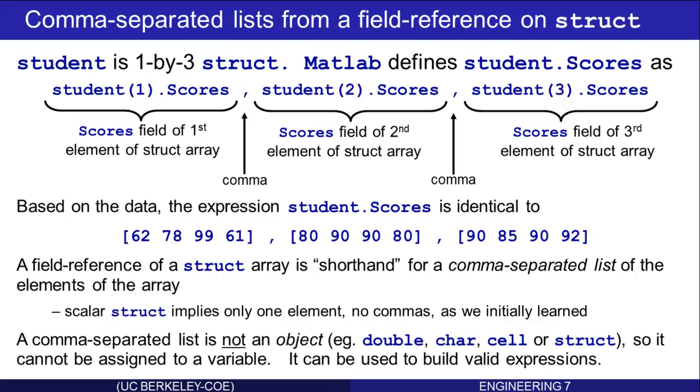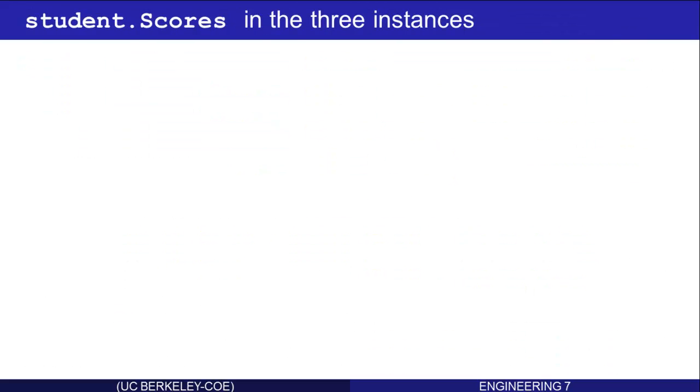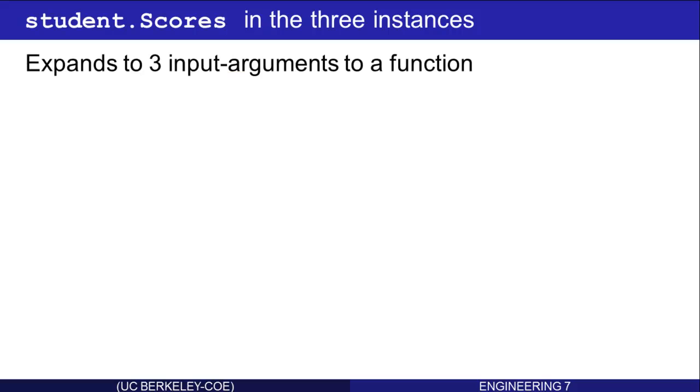Now, a comma-separated list is not an object. It's not a double, it's not a char, a cell, or a struct. So it can't be assigned to a variable, but it can be used to build valid expressions. Let's go over the three instances in which comma-separated lists arise in Matlab and see how student.Scores is interpreted in each case. As an input argument to a function, it expands to three input arguments.